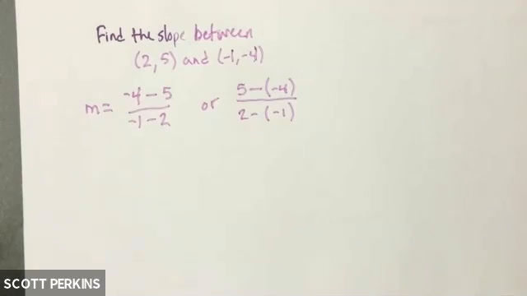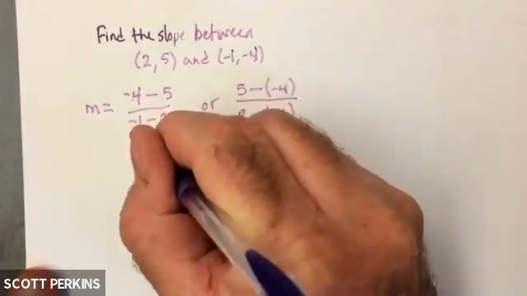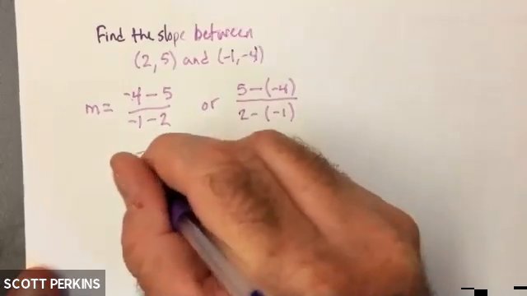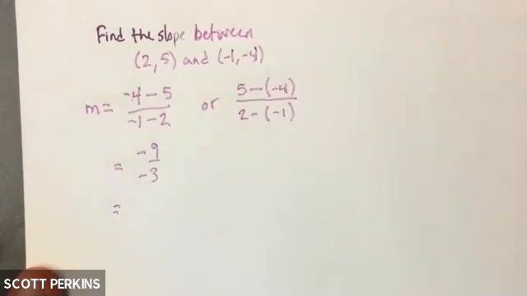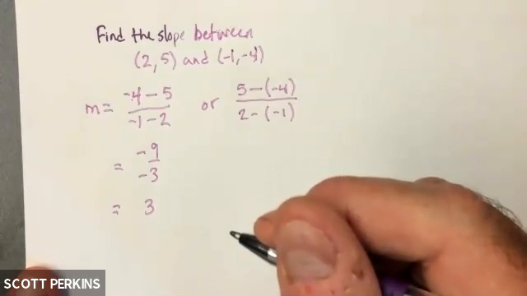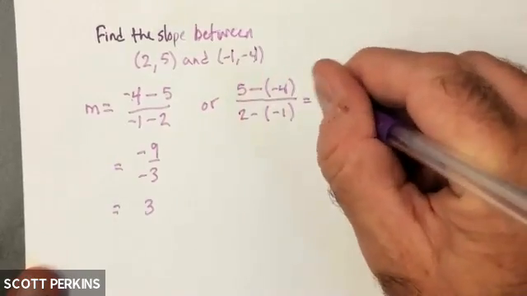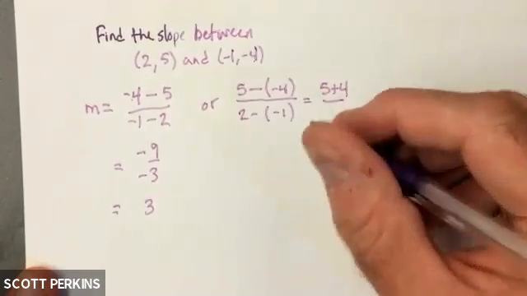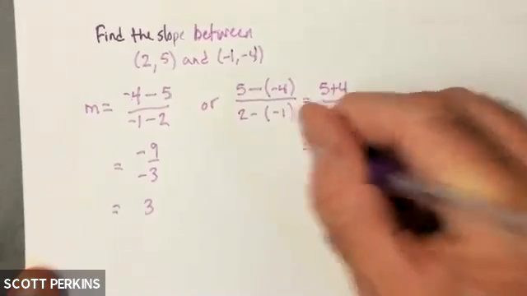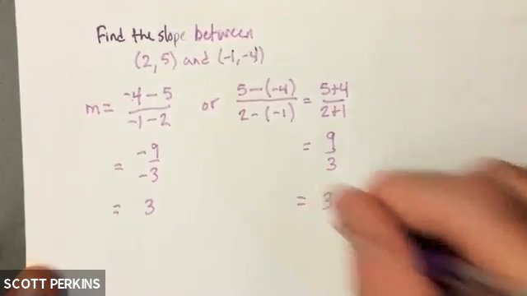Either way, we will end up with the same final answer, so it absolutely does not matter whether you go left to right or right to left with your x's and y's. -4 minus 5 is -9. -1 minus 2 is -3. And that reduces -9 over 3 reduces to +3. 5 minus -4, that's the same thing as 5 plus 4. 2 minus -1, that's the same thing as 2 plus 1. And so 5 plus 4 is 9, 2 plus 1 is 3, and notice we get the exact same value.